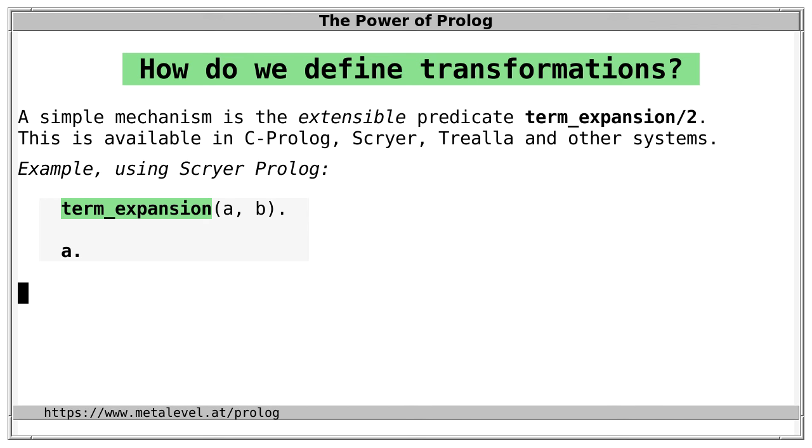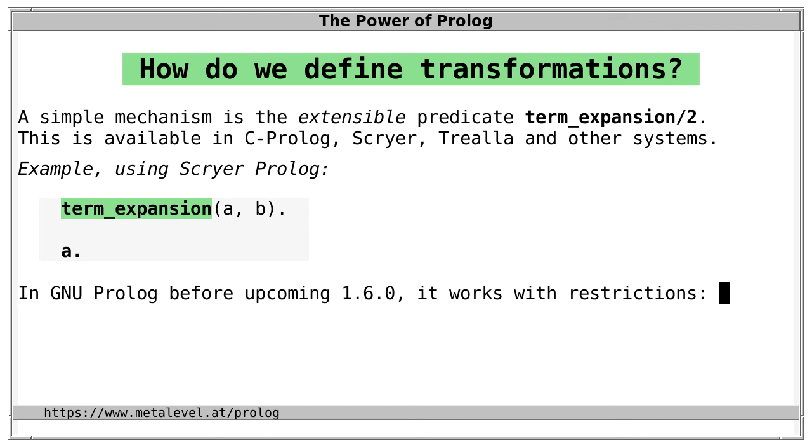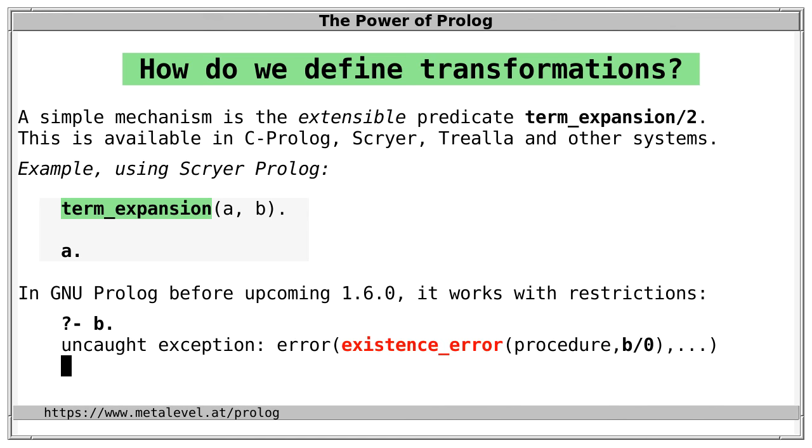And Prolog systems differ already here. For instance, in GNU Prolog, this used to work with restrictions. When we use expand_term to ask, what is the expansion of A, then we get B. But at least before the upcoming next release of GNU Prolog, when we ask, does B hold, then we get an existence error. So GNU Prolog does not take the defined expansion into account for the program, but it does so when calling expand_term explicitly.